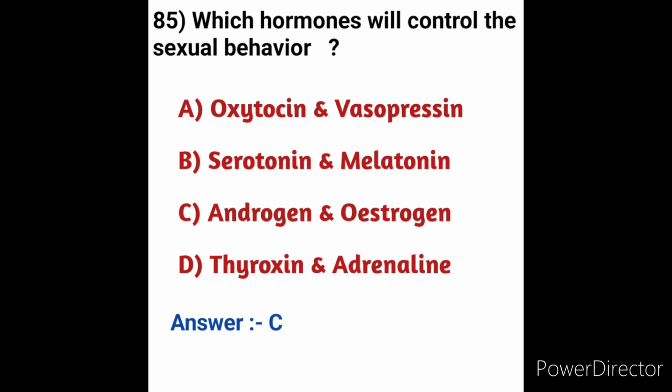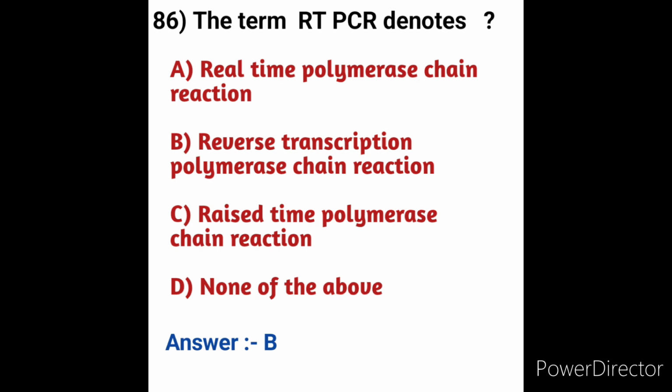Next we will move on to question number 86. The term RT-PCR denotes. We all know RT-PCR. RT-PCR is a diagnostic evaluation to identify whether a virus is present or not. It is the diagnostic test we have recently been using for COVID-19. What does RT-PCR denote? We will see the options here. Option A real time polymerase chain reaction. Option B reverse transcription polymerase chain reaction. Option C raised time polymerase chain reaction. Option D none of the above.